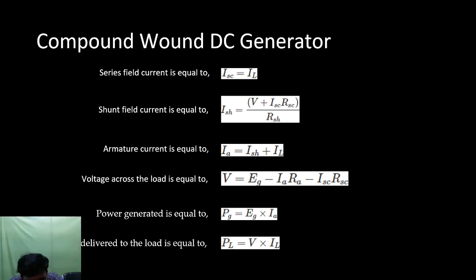Then what will be the power generated? That is equal to EG into IA. This power generated is the same for all kinds of machines: generated power is equal to the generated voltage into the armature current flowing in the machine, EG into IA. Then power delivered to the load is equal to V into IL. This is also the same for all kinds of machines.